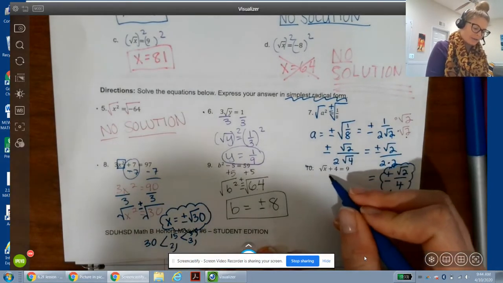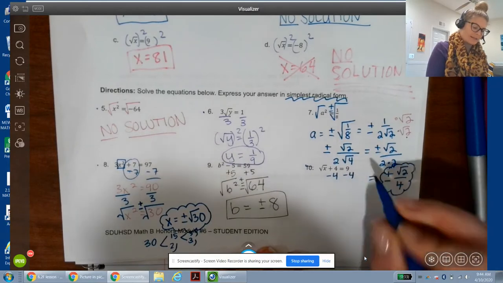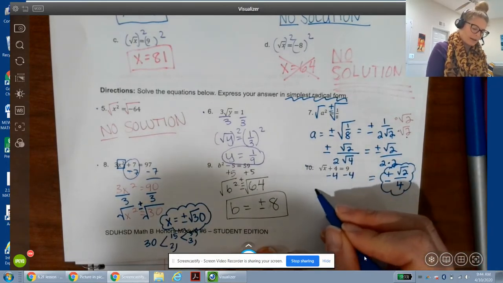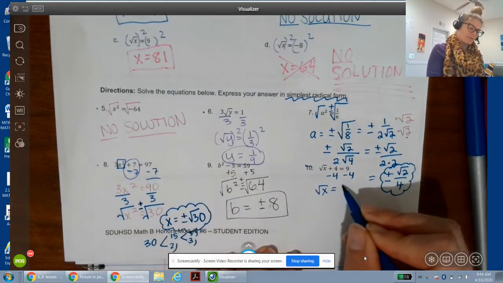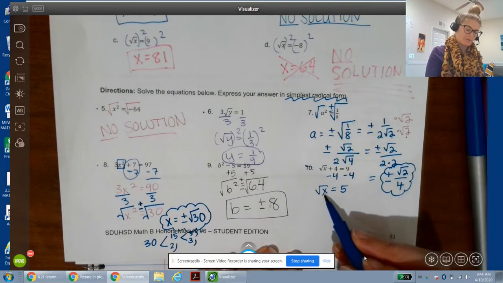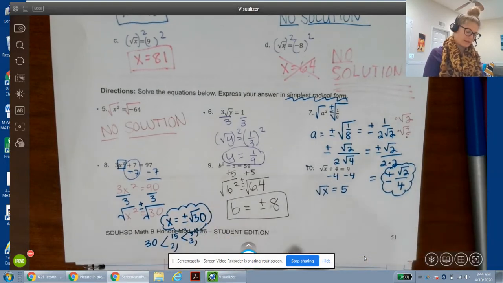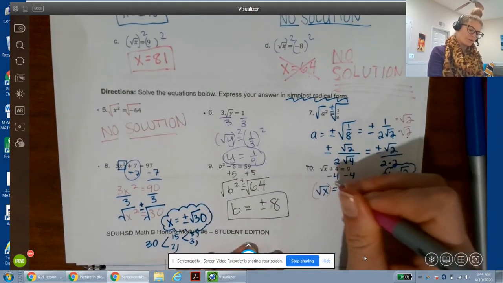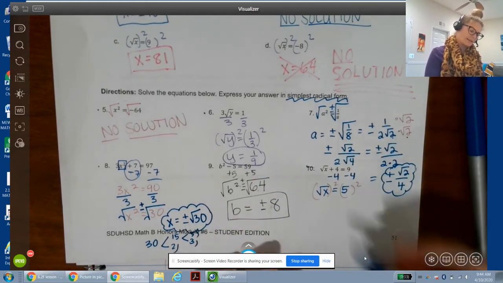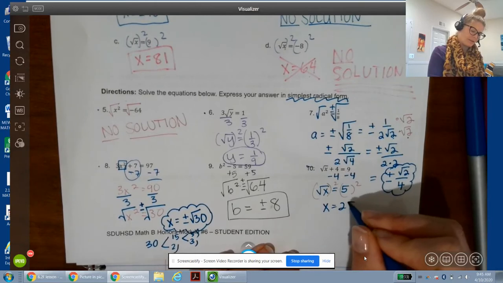Let's take a look at 10, the last one that you had to do. Here I have adding 4, so I'm going to subtract 4 from both sides to isolate my radical expression. When I do that, I end up with the square root of x is equal to 5. Totally fine here because I have the square root equaling a positive number. To undo square roots, we're going to square, which means that x is equal to 25.